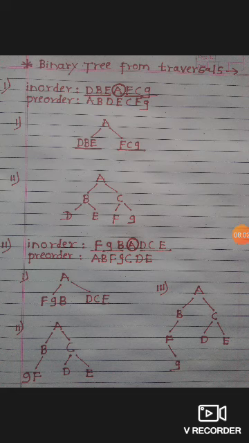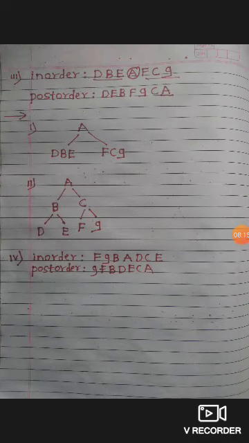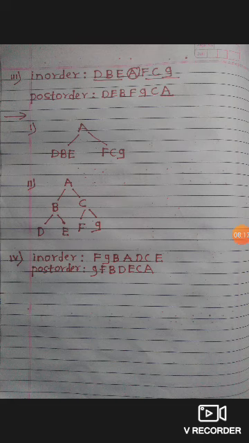Now we will see how to draw a binary tree if we are given the in order and post order sequence. For example, suppose we have given the in order sequence as D, B, E, A, F, C, G, and the post order sequence as D, E, B, F, G, C, A. And now we are interested in drawing a binary tree.